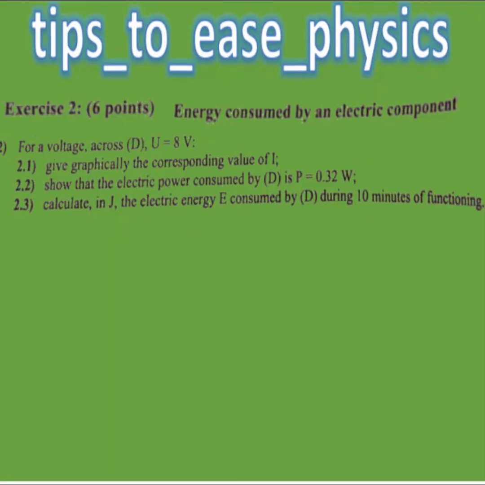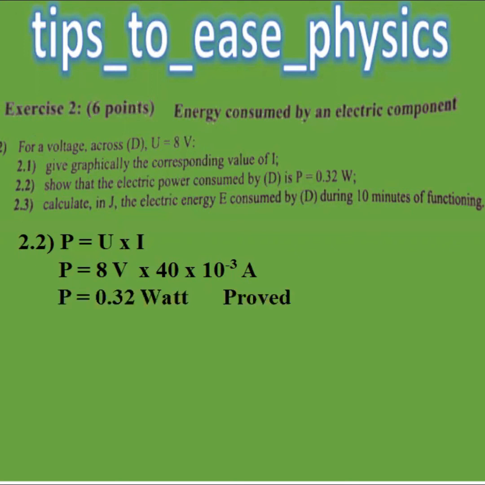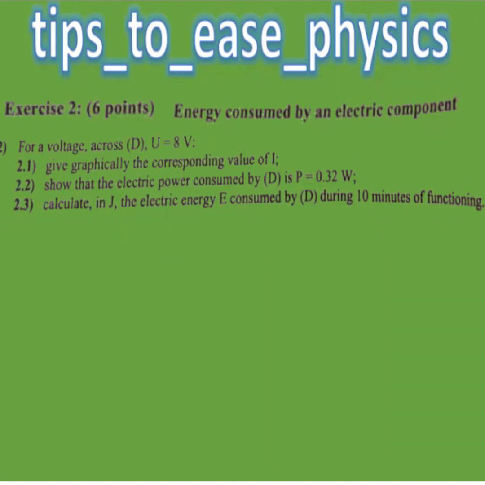Number 2.2. Show that the electric power consumed by D is 0.32 watts. We all know that the power equals U times I, the voltage times the current. The voltage here is 8 volt times the current. We already proved that it's 40 milliampere. So 40 times 10 to the power minus 3 ampere, and the result will be 0.32 watt.